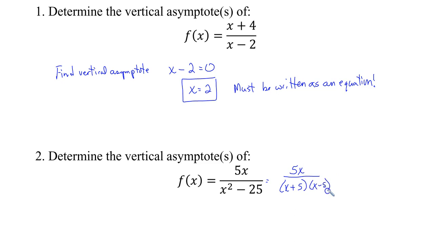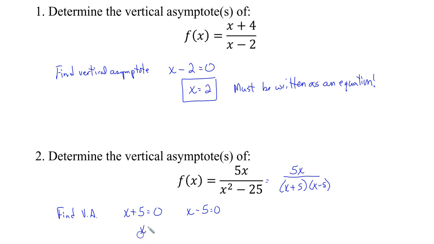Again, however, there's nothing to simplify, so in order to find those vertical asymptotes, I'm going to take the two factors in the denominator, and this one's going to have two vertical asymptotes. So I'm going to take x plus 5 and set it equal to 0, and I'm going to take x minus 5 and set it equal to 0. We really don't care about what happens in the numerator of these functions when we're talking about vertical asymptotes.